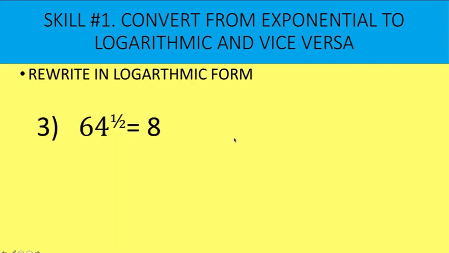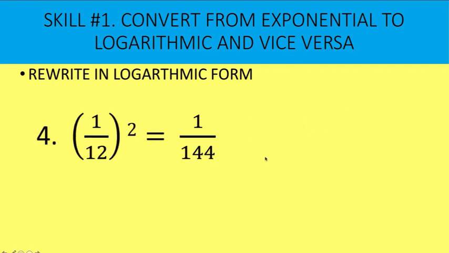Now, let's reverse the process. This time, we have a number in exponential form. We are going to rewrite this in logarithmic form. So you have 64 raised to 1/2 equals 8. To rewrite this in logarithmic form, you start writing the word log, identify what is the base. The base is 64, and then the number on the right here is 8, that is equal to the exponent 1/2. So the logarithm to the base 64 of 8 equals 1/2.